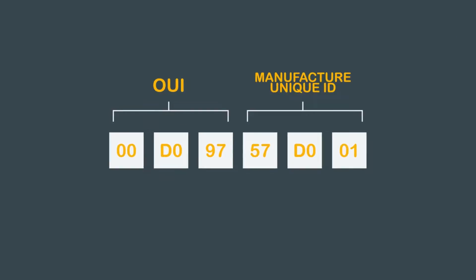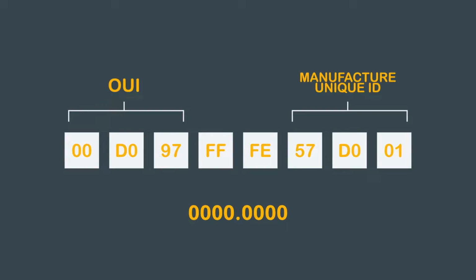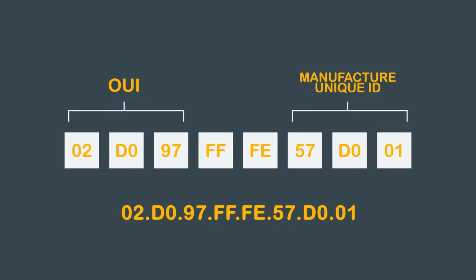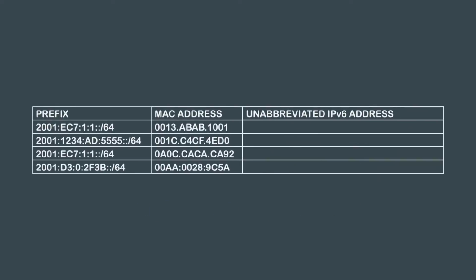Now, let's split our BIA into two equal parts, the OUI and the manufacturer unique ID. Next, insert FFFE in between the two halves. Next, write the next two hex digits as binary, then invert the 7th bit. All zeros becomes all zeros 0010. Now convert the binary back to hex and we get. This changes the value to the following for the host part of the address. Here are a few more examples of IPv6 EUI-64 to practice on. The answers will be provided at the end of the video.